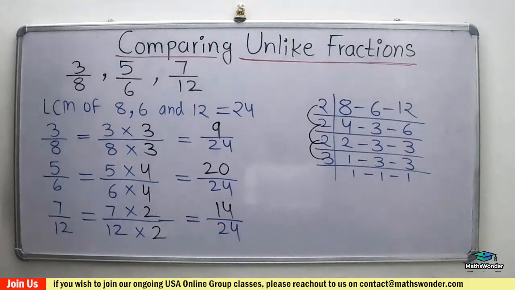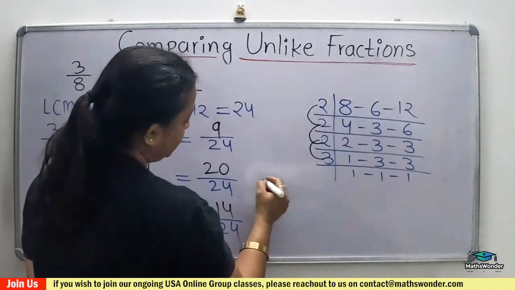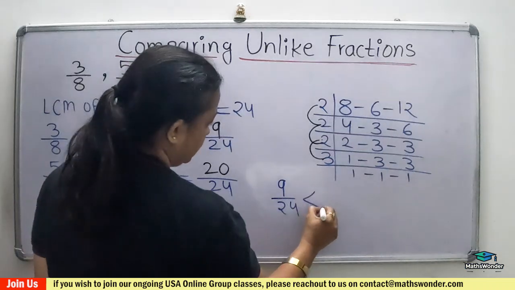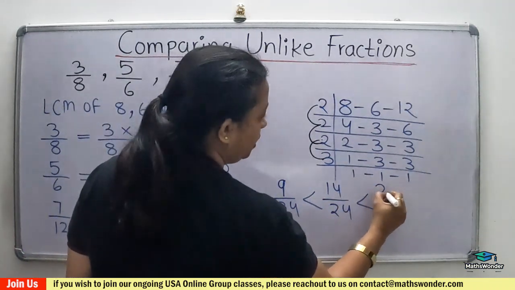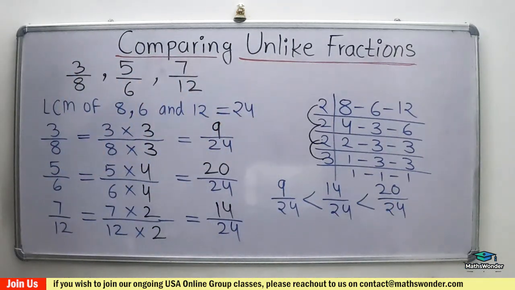Now arrange it ascending, descending, any order. So given in the question, suppose arrange in the ascending order. So okay, you can arrange it. Ascending order means smallest one first. So 9/24, then 14/24, then 20/24. Now this is not your original fraction.